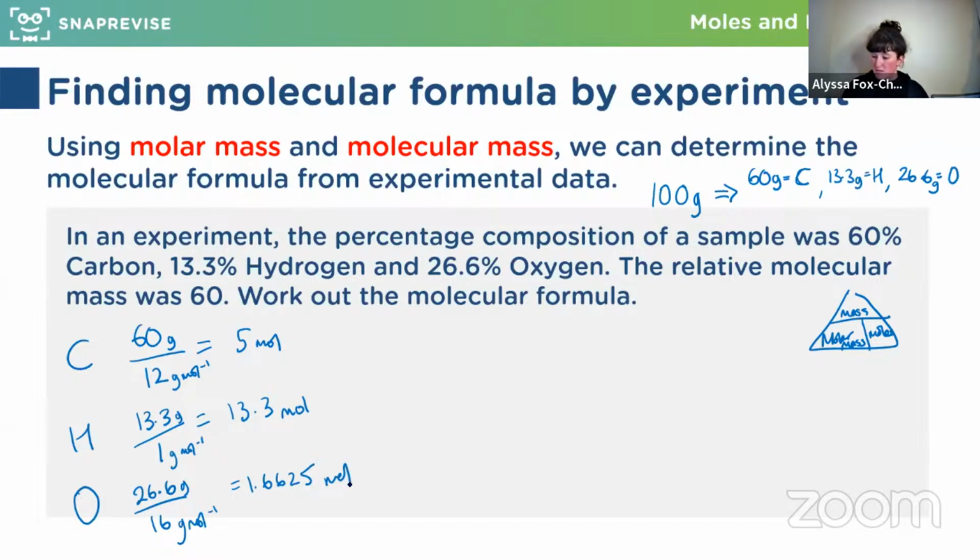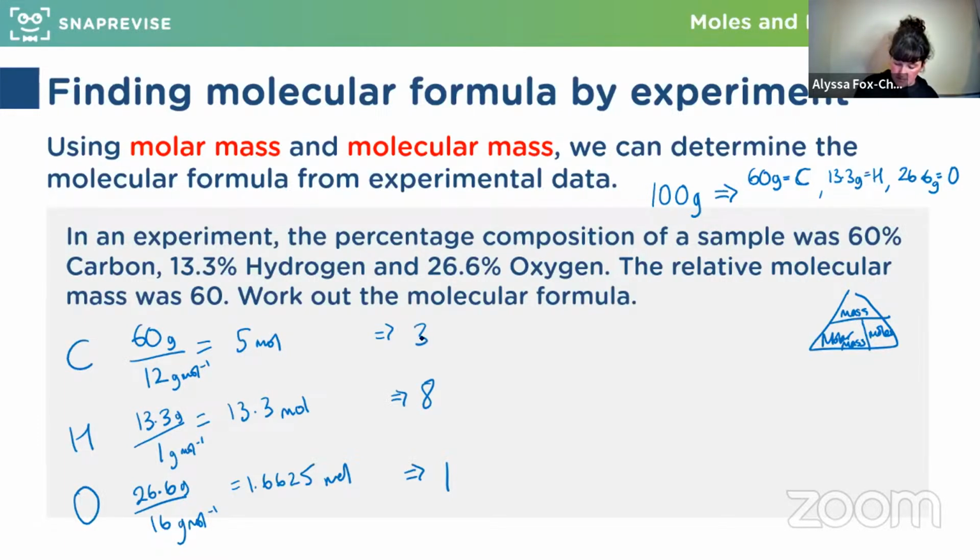If we wanted to make them as a ratio to 1, we would divide them all by the smallest number. So we would get 1 mole of oxygen, 13.3 divided by 1.6625 is 8. And then 5 divided by 1.6625 is 3.